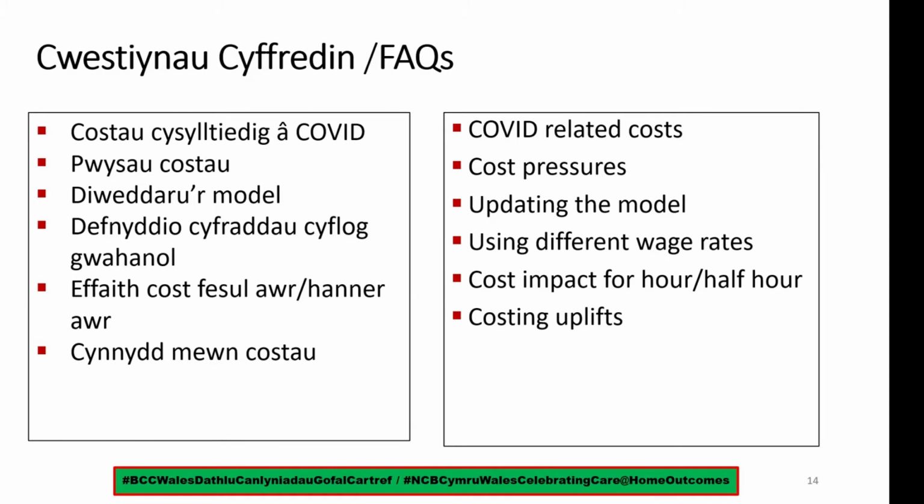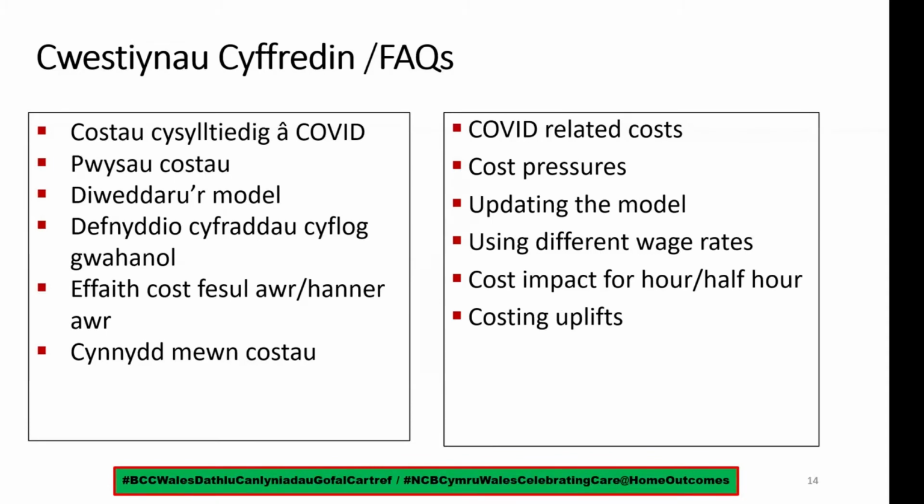The model also uses different wage rates. As we've seen in the last slide, the model allows you to consider the implications on total costs of different wage rates. We've used the minimum wage rate and a real living wage in the example, but you can use any variation on that. There are different costs for hour, half hour. Half an hour of care delivered is more expensive than half of the hourly rates because there are a number of factors to consider, not least increased travel time.